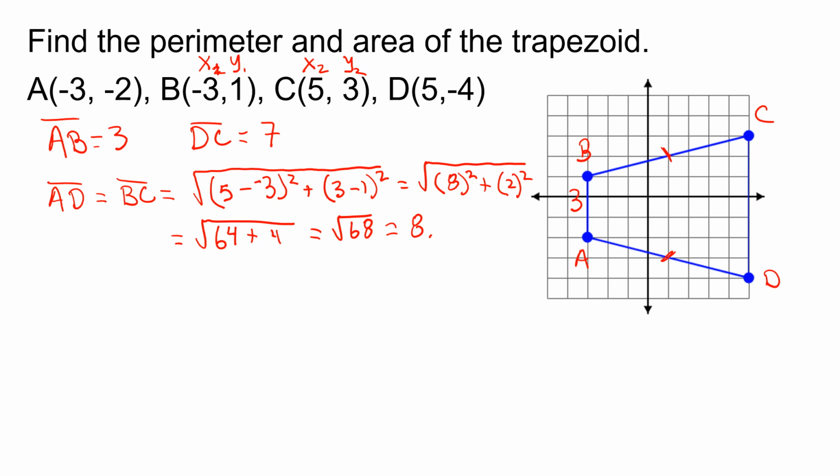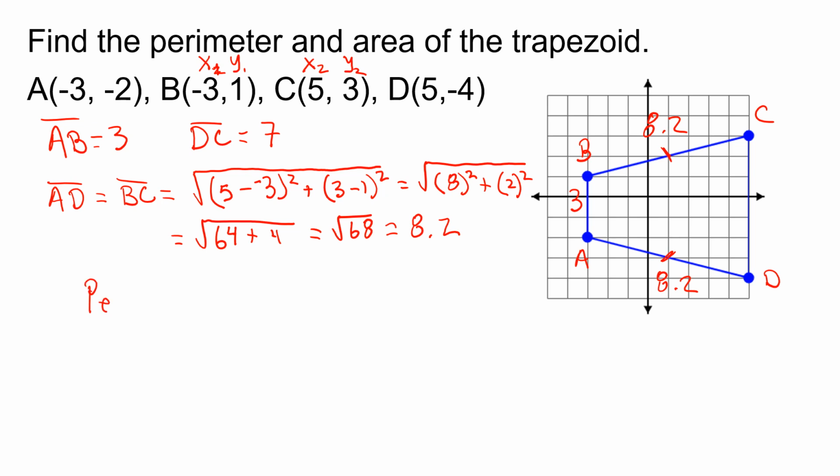My calculator doesn't have a square root sign on it. There it is. Okay, square root of 68 equals 8.2. So I know the top is 8.2, the bottom here is 8.2.